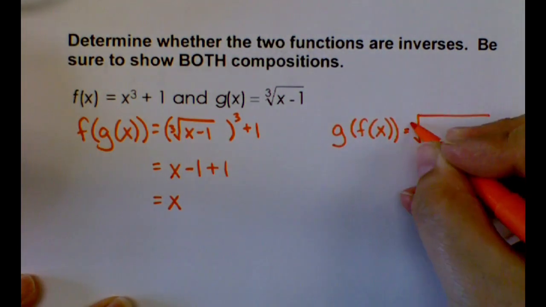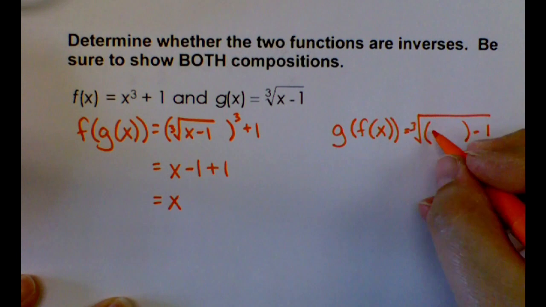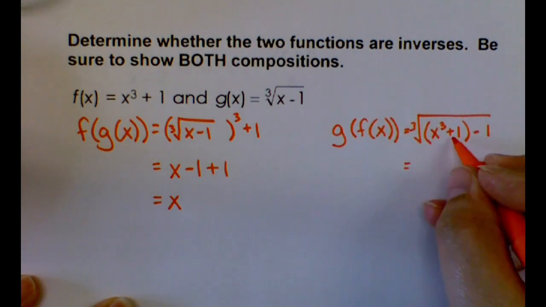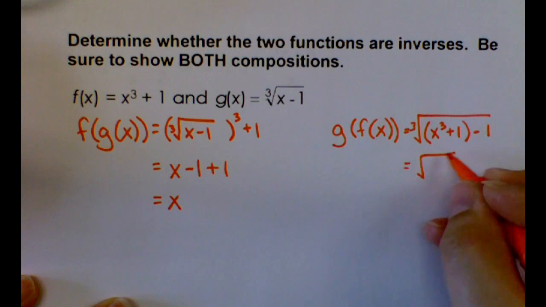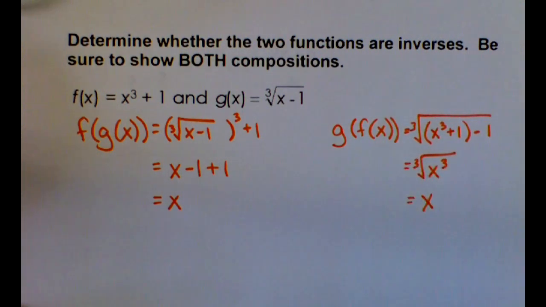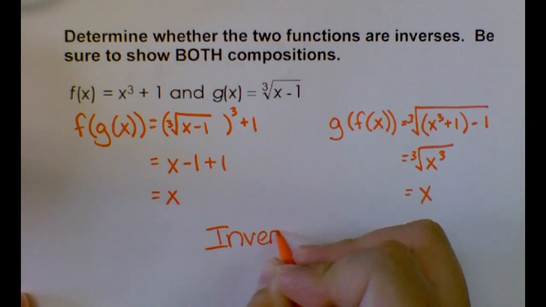Now we have to try the other composition, which is g of f of x. I have the cube root of something minus 1. In that something, I have x cubed plus 1. Well, my plus 1 and minus 1 cancel, leaving me the cube root of x cubed, which is just x. They are indeed inverses then.